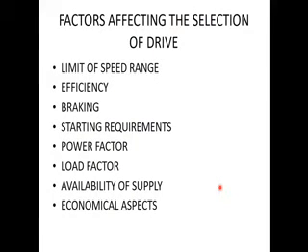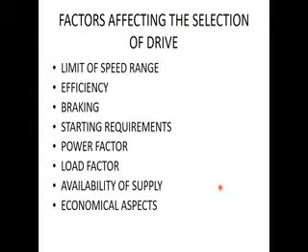So what are the factors affecting the selection of a drive, or what are the factors interrelated with the selection of a drive? Whenever we select a drive for a particular application, the first thing we find is the speed range of the motor. Based on the speed range, we can select the drive. Okay, and the braking requirement. So what kind of braking? There are two types of braking available: mechanical braking and electrical braking.